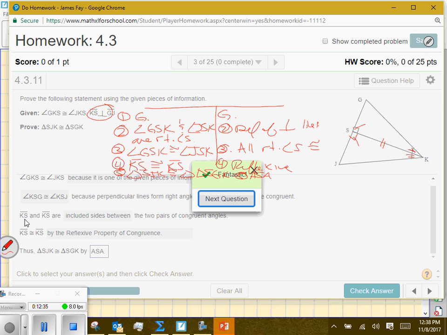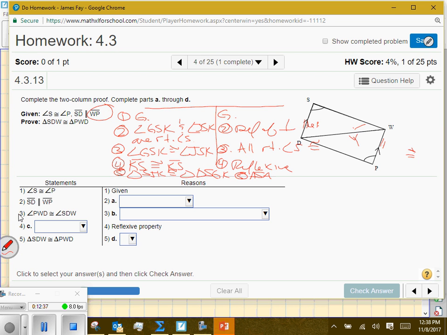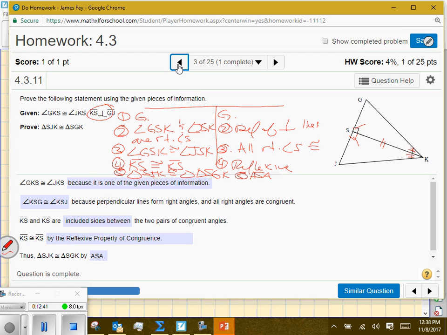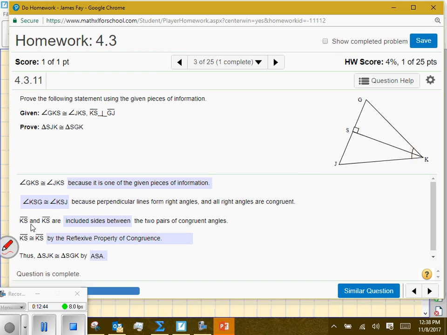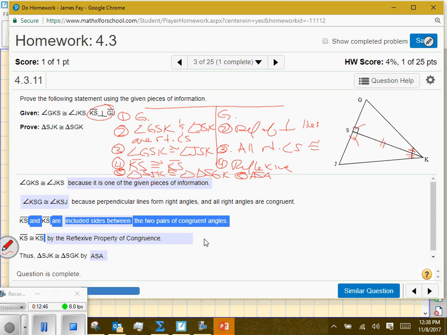Okay. So that being said, these two statements right here, that first one that I highlighted, they're trying to get you kind of on the path of using the reflexive property. You don't really need to say that first sentence. You can just say straight out KS is congruent to KS because of the reflexive property of congruence, and then go on to ASA. Okay. Does that help?